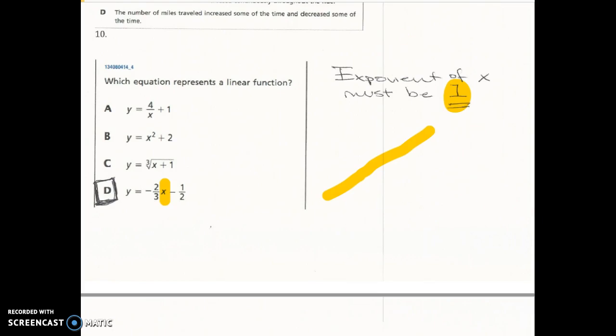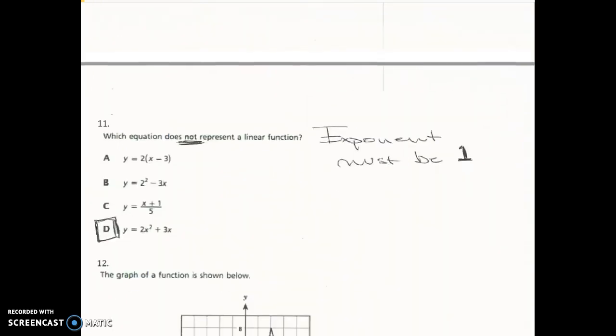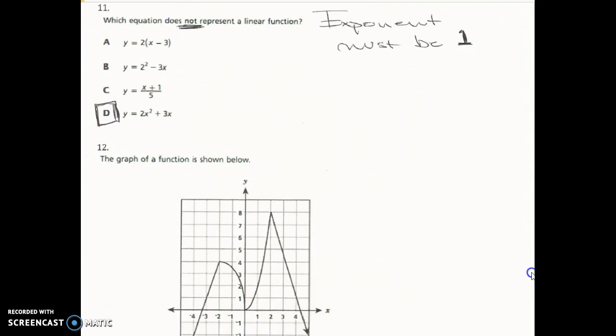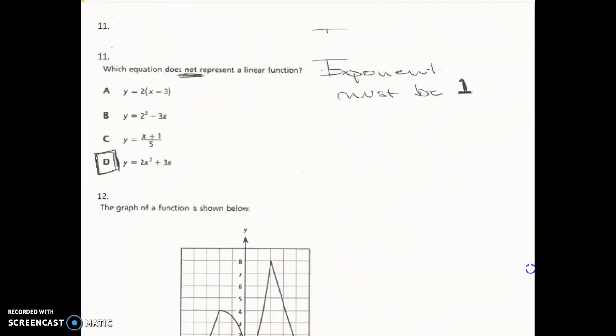Again, same rule on the next question. Which equation does not represent a linear function? The exponent must be 1. In this case, does not. So 2x minus 6, that actually would be a linear function. So this is really meant to trick you, and I'm kind of sorry about that, but I'm assuming the state exam will try to trick you as well.